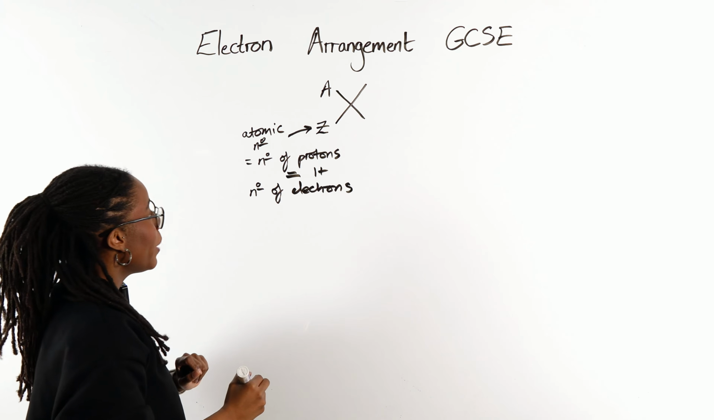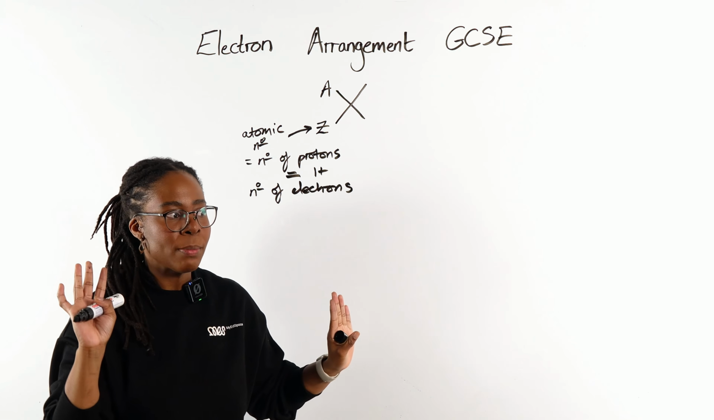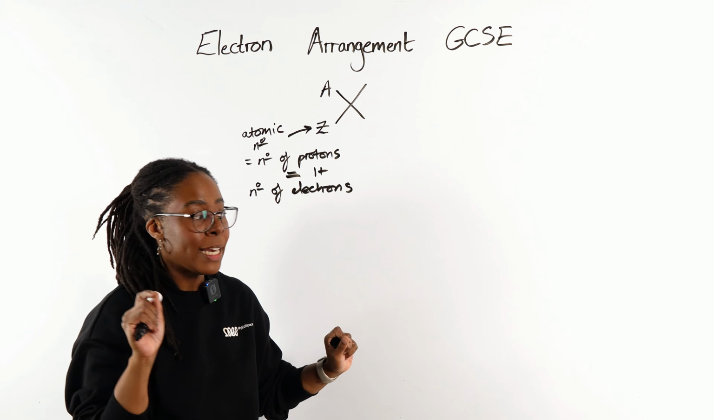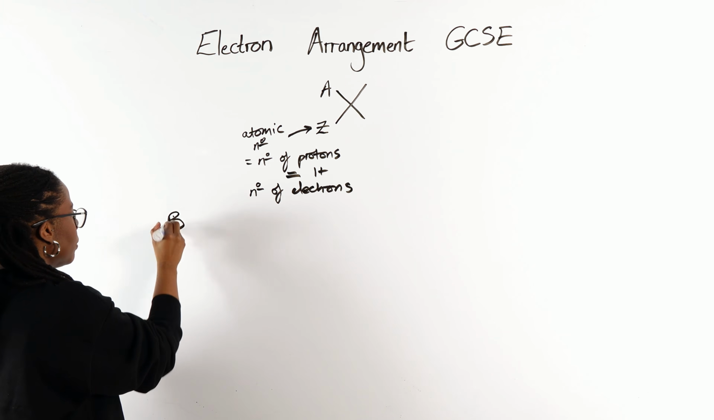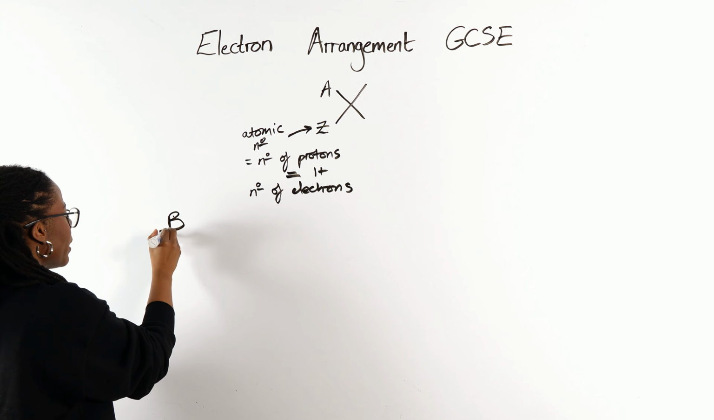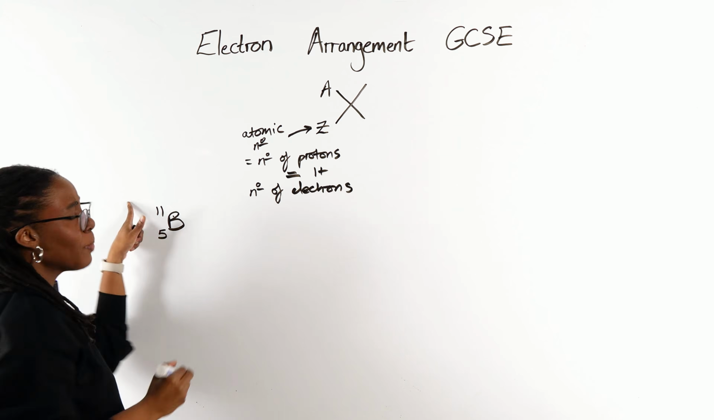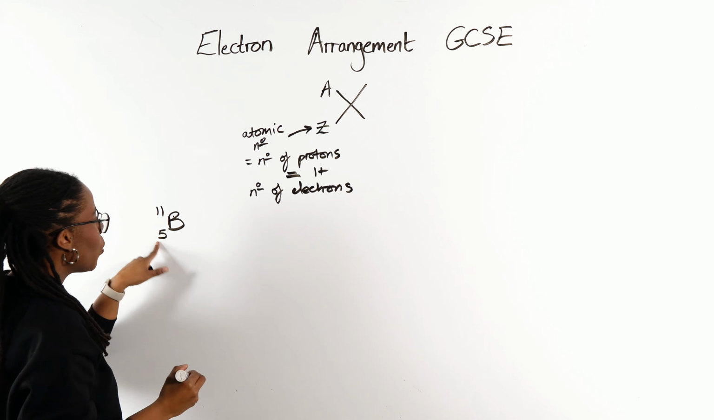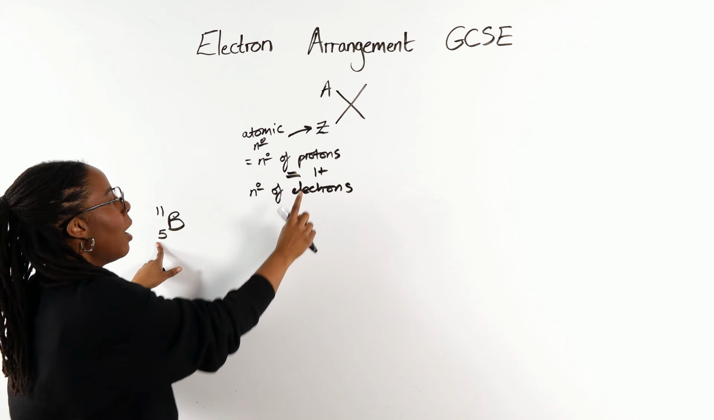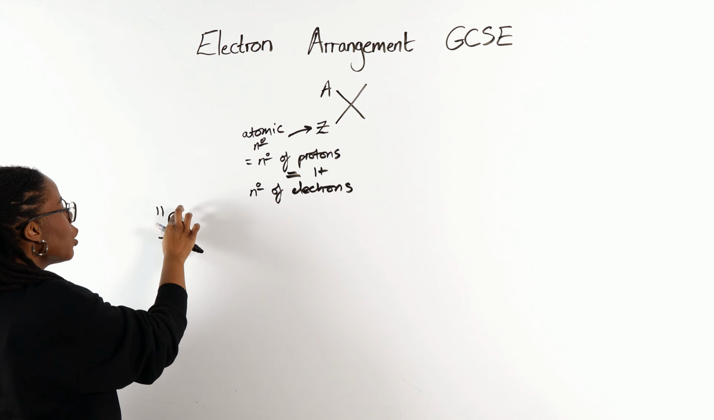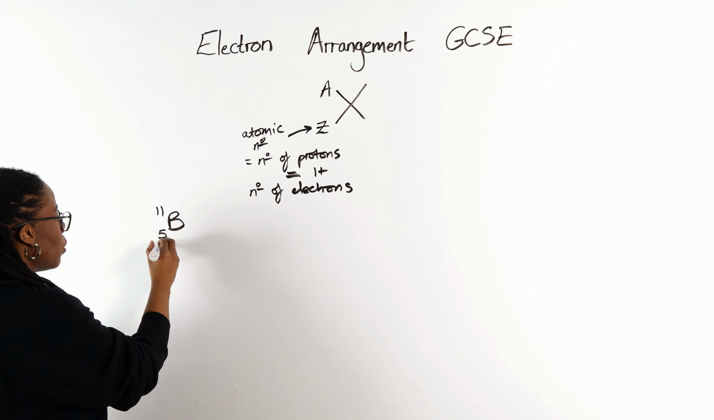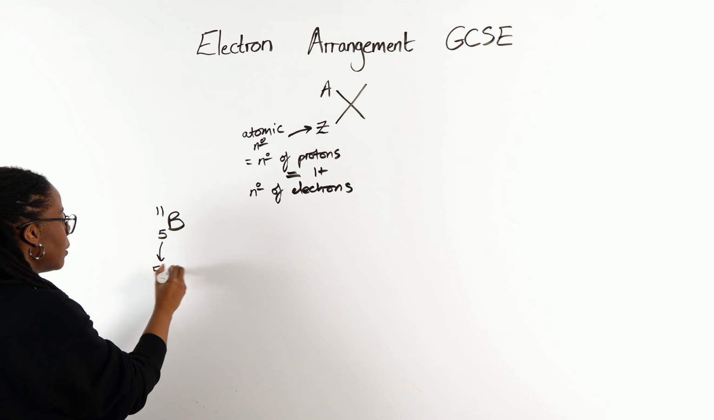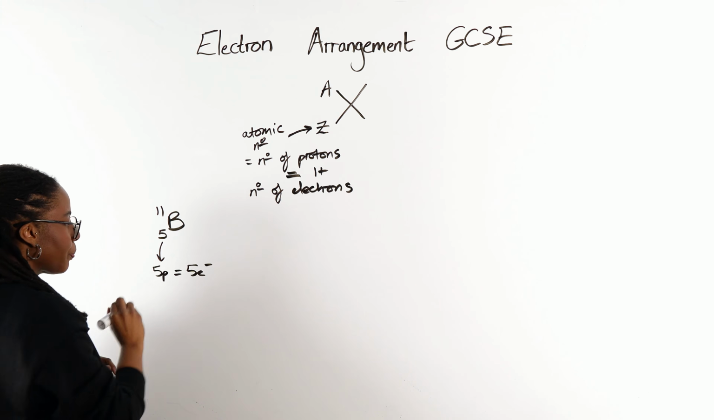So let's say we have, what element should we start with? Let's go boron, okay? Let's have boron with an atomic number of 5, mass number of 11, but we don't really care about the mass number here because all we care about for this particular video are the electrons. So because boron has 5 protons and this is neutral, that means that we also have 5 electrons.